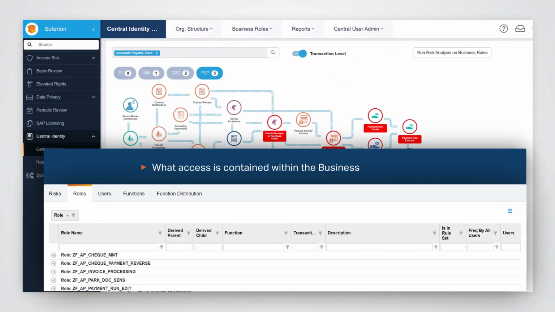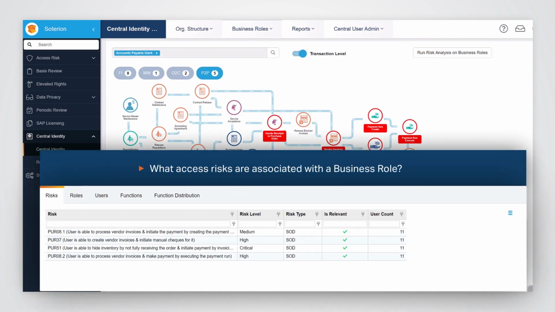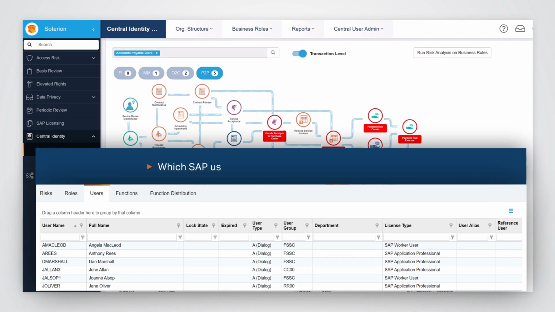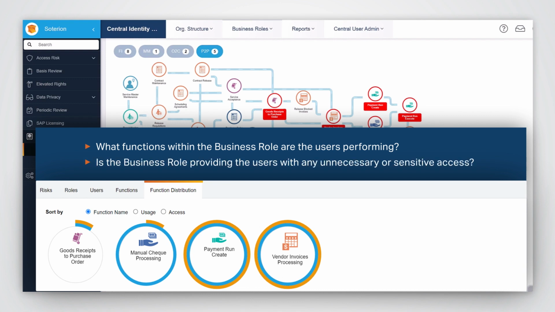Soterion's business role concept enhances business role ownership by providing all the necessary information required by a role owner, such as what access is contained within the business role, what access risks are associated with the business role, which SAP users have been assigned the business role, what functions within the business role the users are performing, and whether the business role is providing the users with any unnecessary or sensitive access.